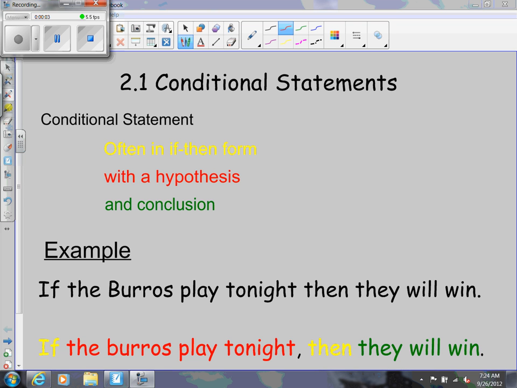All right, 2.1, conditional statements. So first off, a conditional statement can be anything. It doesn't necessarily have to apply for math, but it's often in the if-then form. Okay, so if this happens, then this happens. The if part is what we call the hypothesis. The if part is the hypothesis, and if that happens, then the then part is what we can conclude.